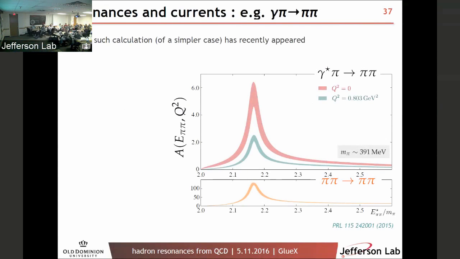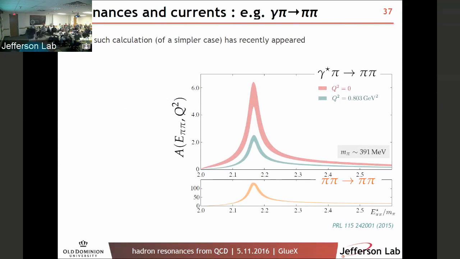Well, the good news is yes. And the first calculation of a simpler case has appeared. And the principal author of this is sitting in the room currently. That's Raul Briceño. And what this case is gamma pi goes to 2 pions. So it's a relatively simple case where the 2 pions are in a p wave, and so you expect the rho to appear. You expect this to be basically on-shell or off-shell photon is absorbed by a pion and turns into a rho. But of course, we don't put the pion in. This is a first principles QCD calculation. The only dynamics present is quark and gluon interactions.